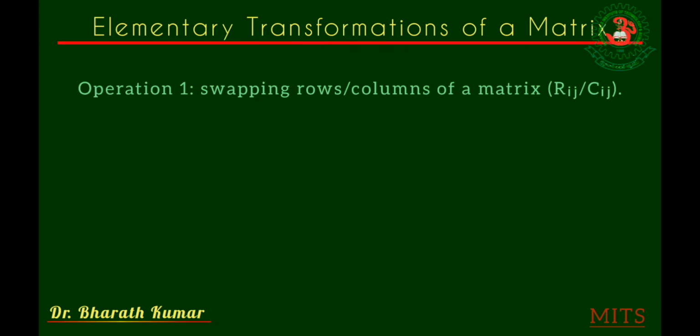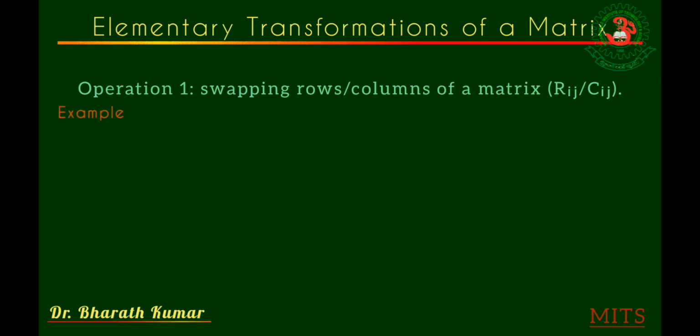The first one is for interchanging rows or interchanging columns. It is denoted by Rij for interchanging ith row and jth row. Similarly, Cij for interchanging ith column and jth column. Here, i and j indicate the positions of a row or a column.